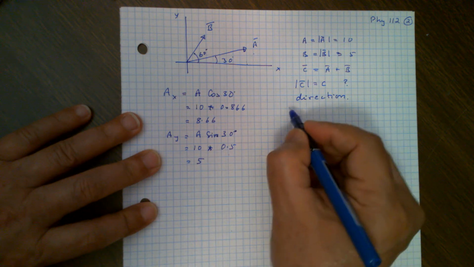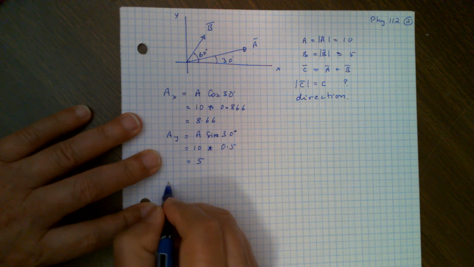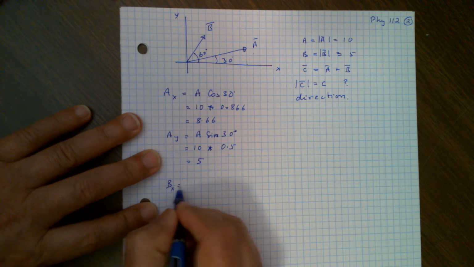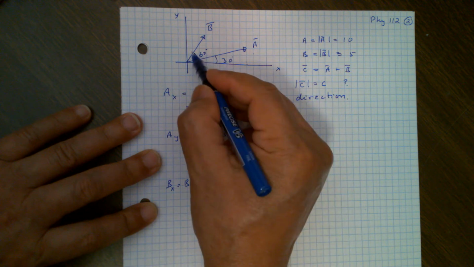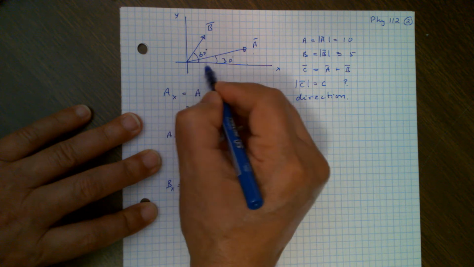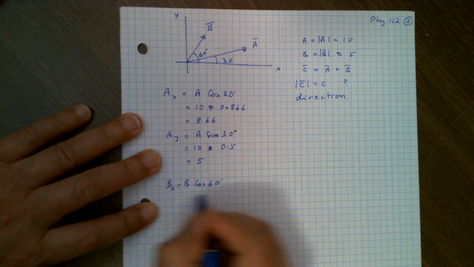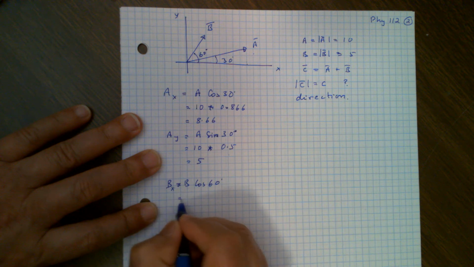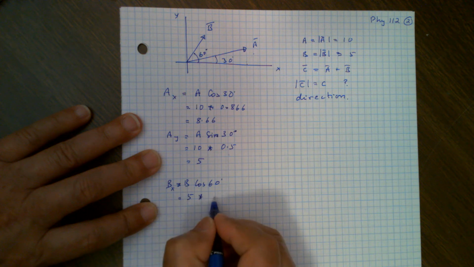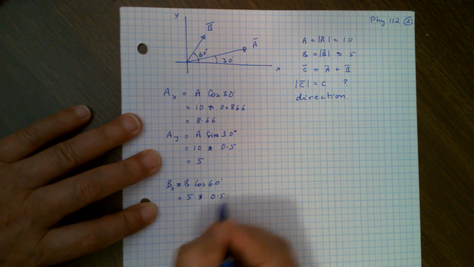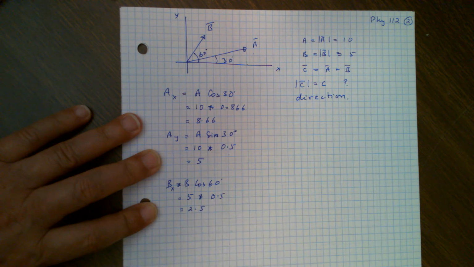Similarly, I can work out B. BX will be just B cosine, and this time the angle is 60. So B cosine 60. And cosine 60 is again 0.5. B is 5, cosine 60 is 0.5. So that's just 2.5.